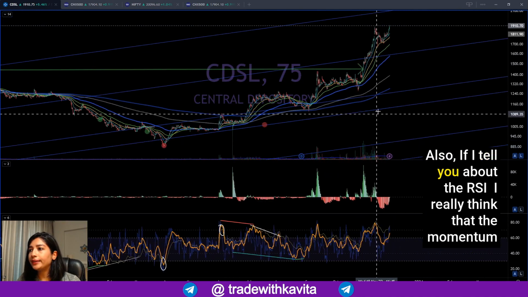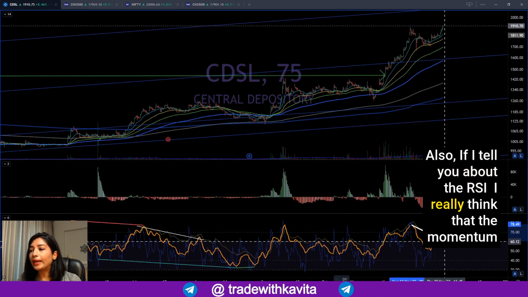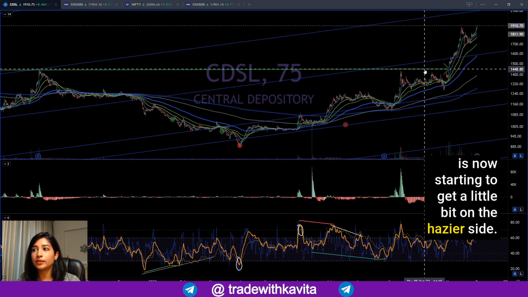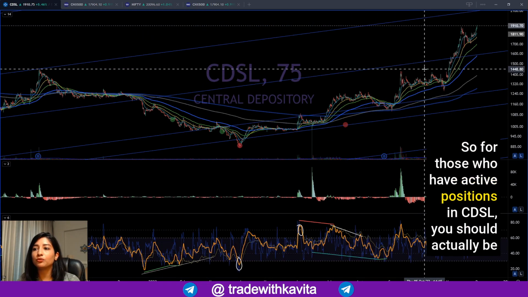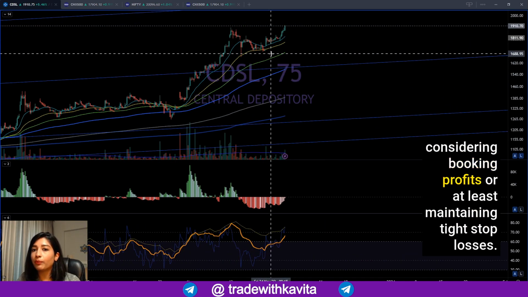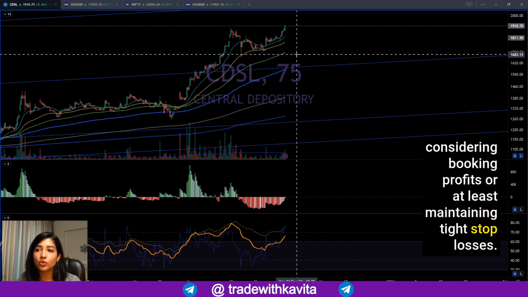Also, if I tell you about RSI, I really think that the momentum is now starting to get a little bit on the hazier side. So for those who have active positions in CDSL, you should actually be considering booking profits or at least maintaining tight stop losses.